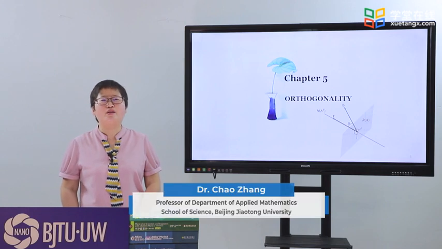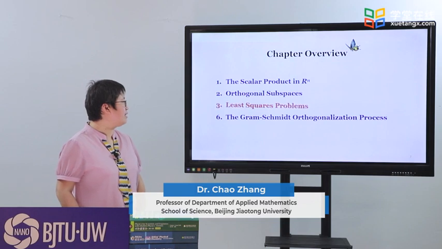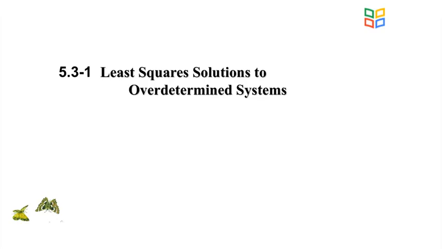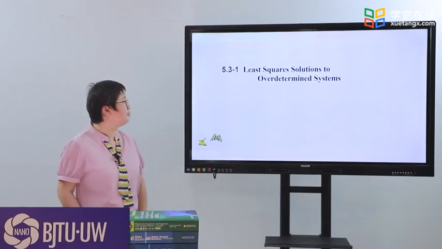Okay, now we continue to learn Chapter 5, Orthogonality. Section 3, Least Squares Problems. Part 1, Least Square Solutions to Overdetermined Systems.